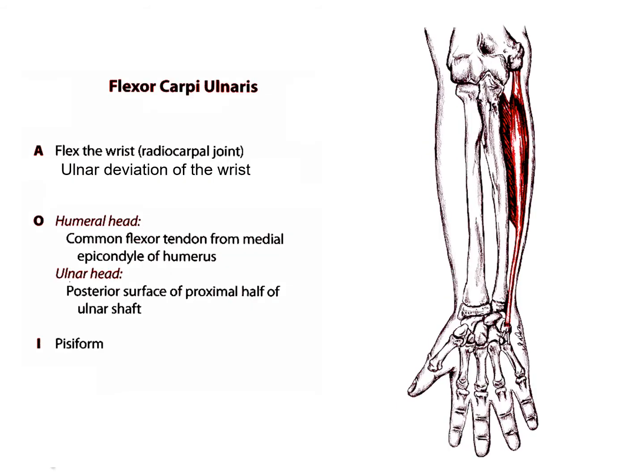The flexor carpi ulnaris acts to flex the wrist when used with the other two wrist flexors, and deviates the wrist to the ulnar or little finger side of the wrist when acting alone. It originates on the medial epicondyle of the humerus and proximal ulna, and inserts on the pisiform wrist bone near the little finger.